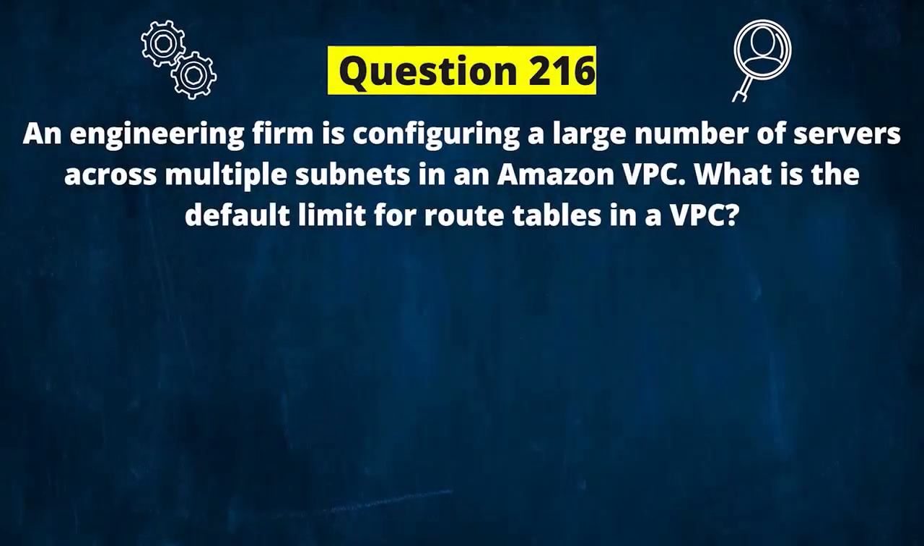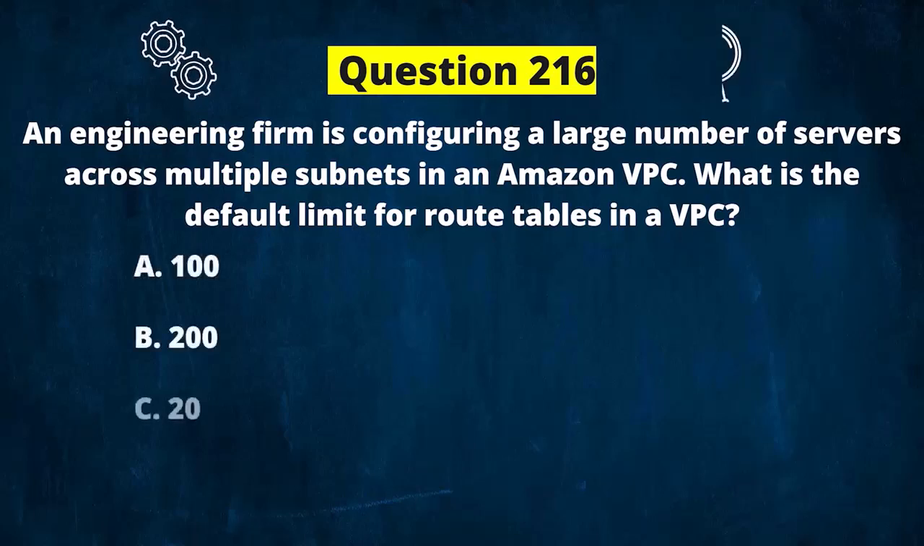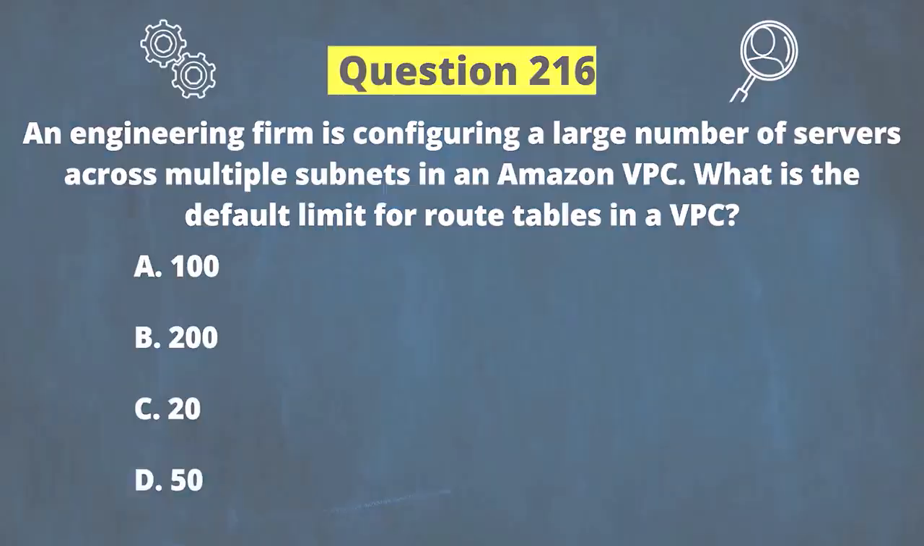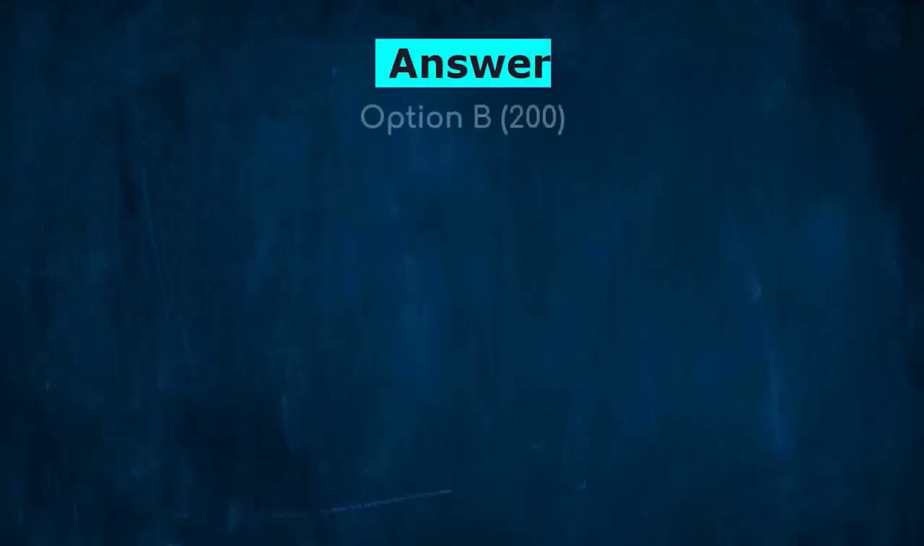An engineering firm is configuring a large number of servers across multiple subnets in an Amazon VPC. What is the default limit for route tables in a VPC? And the options are A. 100, B. 200, C. 20, D. 50. And the correct answer is option B.